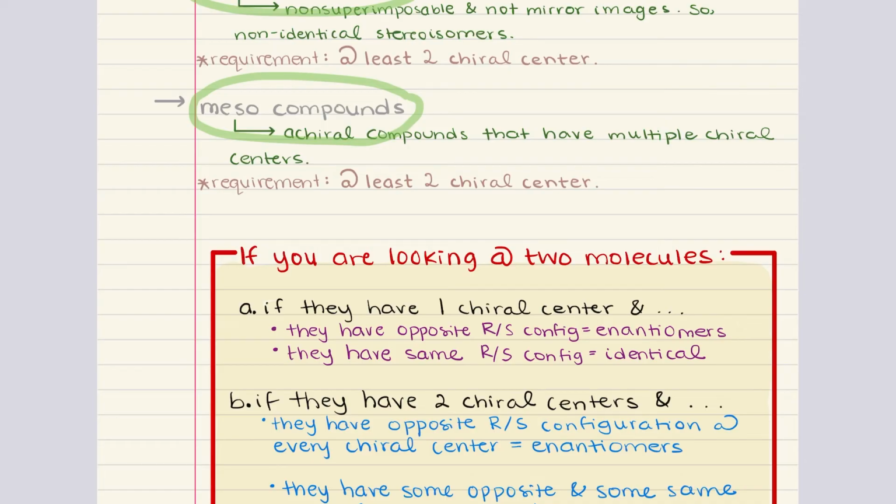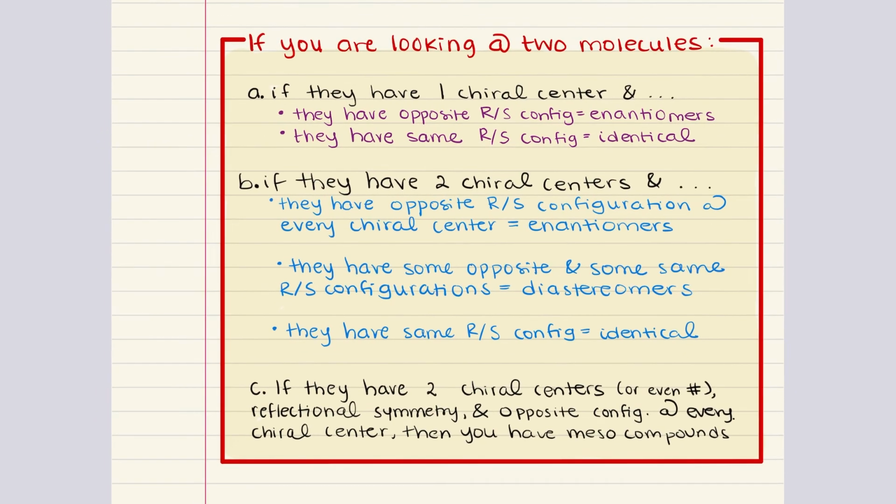Now, this seems like a lot of information, but what we're going to do to make it easier to understand is we're going to have a rubric for how to determine if a pair of molecules are enantiomers, diastereomers, or meso compounds. And then we're going to put it into effect with a practice problem.